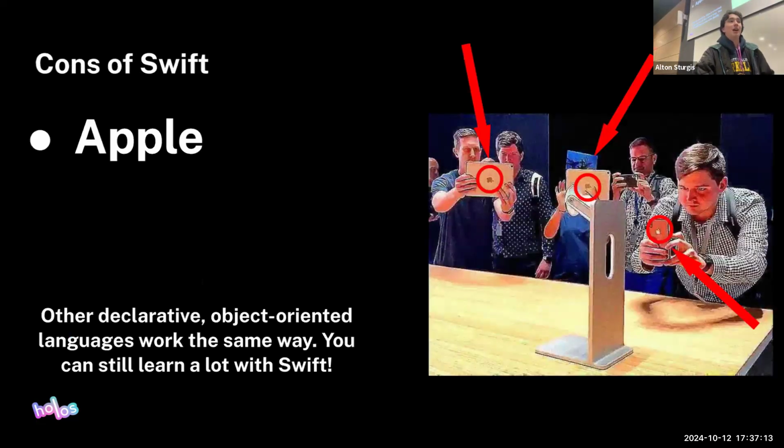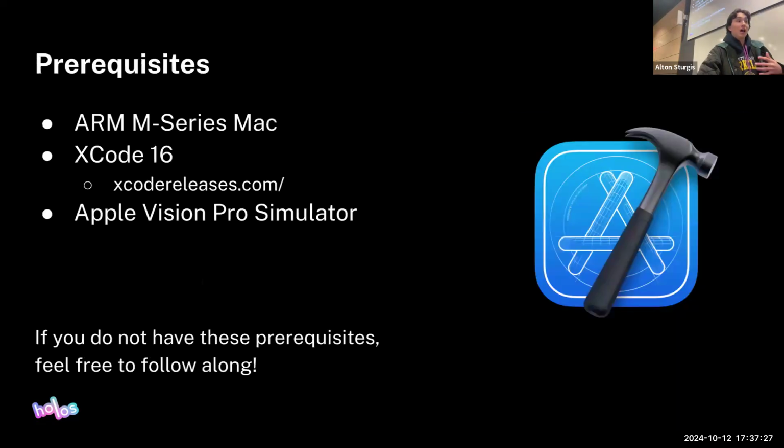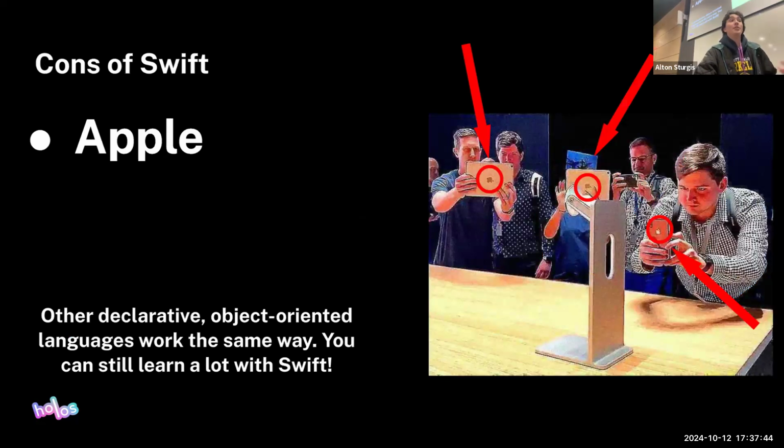It's just that, once again, the con of Swift is that you are stuck with Apple. With Swift, if you have a Windows laptop, you are not allowed to actually use Xcode. You can try to get it going with a virtual machine, but it doesn't work because they're using ARM now. If you want to work on this, you are going to need an ARM M series Mac, Xcode 16 preferably, and the Apple Vision Pro Simulator. Everything here is free except for the Mac, but if you are running Windows, this is not possible. If you don't have these prerequisites, feel free to follow along, because other declarative object-oriented languages still work in the same way. So you can still learn a lot with Swift in terms of other UI frameworks.